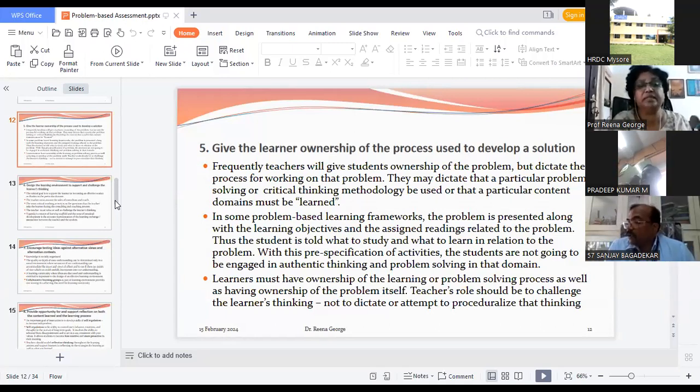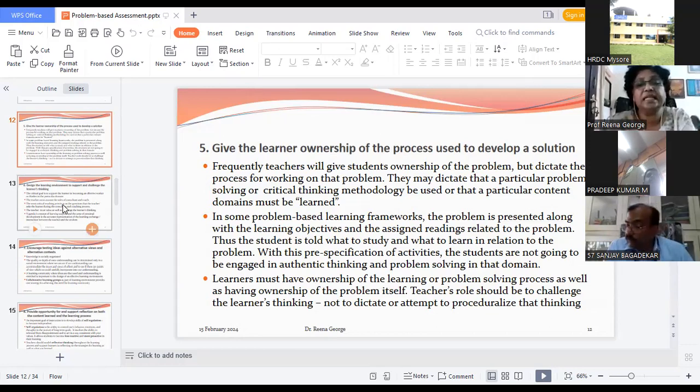This is not the method expected in a constructivist learning philosophy. Here the students are told what to study, what to learn in relation to the problem. And with this pre-specification of activities, the students are not going to be engaged in authentic thinking and problem solving in that domain. So when we are supplying all these references with a view to helping our students, actually we are preventing them from authentic learning. So give the students ownership of the process.